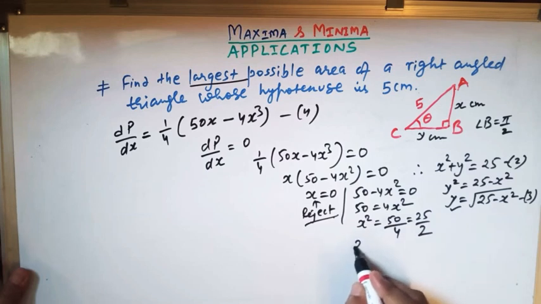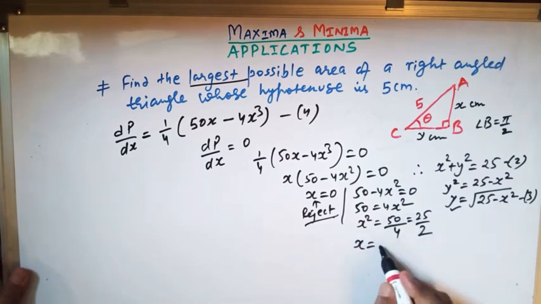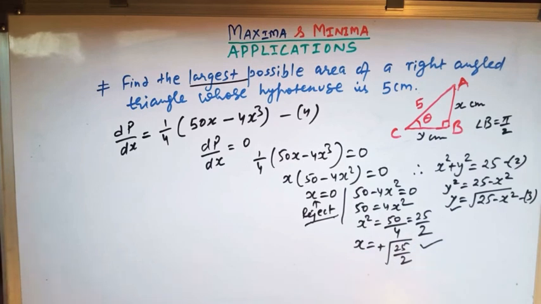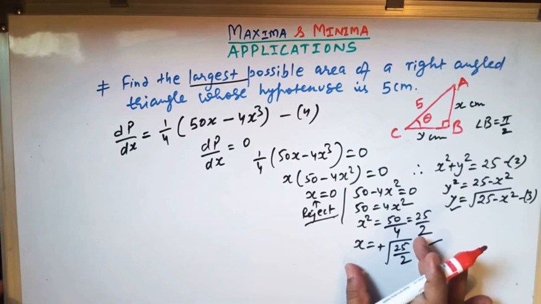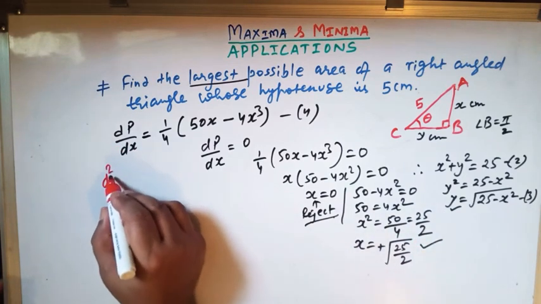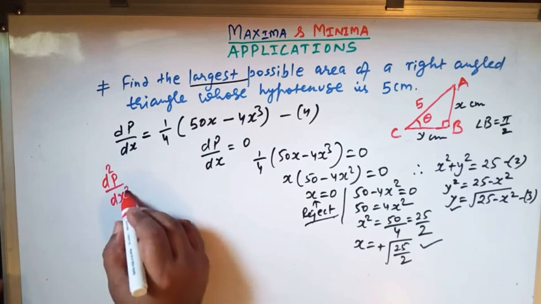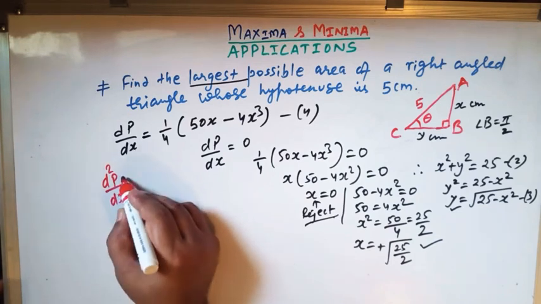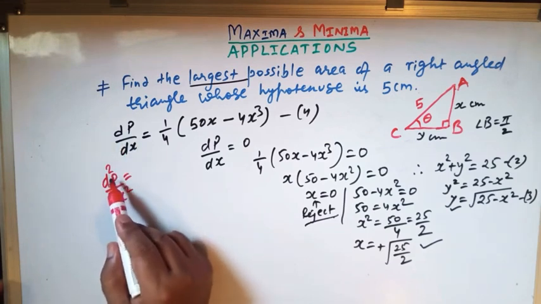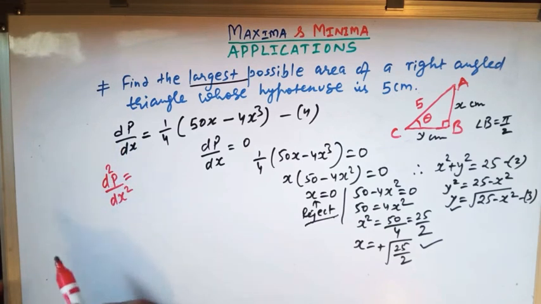So x is the positive square root of 25 by 2. Clear? Now this is the critical point or the turning point. Clear? Now we'll find the second derivative of P with respect to x. I'm sorry, here we'll find the second derivative of P with respect to x.